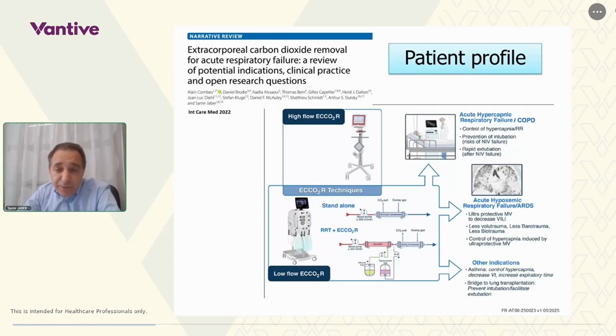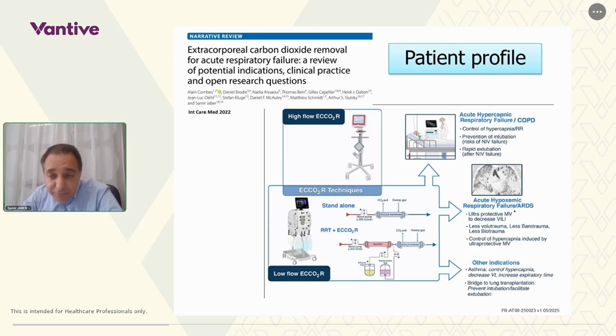This is a paper that we performed with Professor Alain Combe, in which we summarize the patients that can be potential indications. We can discuss effectively the acute hypercapnia patient with respiratory failure, like the COPD patient with acidosis. This patient could benefit. We now have some studies showing benefit in terms of physiological variables, mainly respiratory variables.